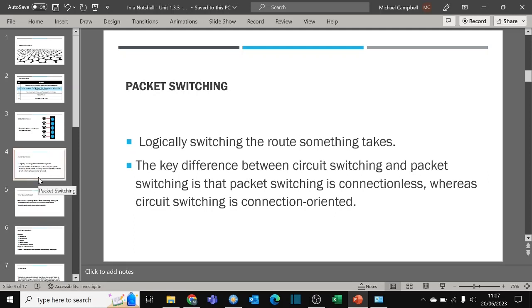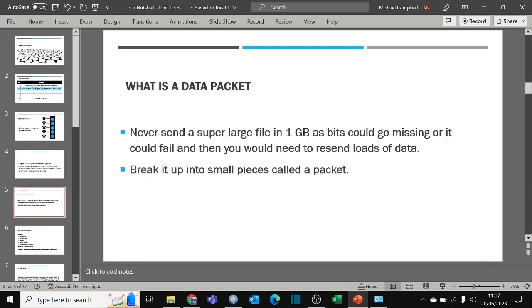Well, packet switching normally has to do with a data packet, hence packet switching. So what is a data packet? Well, you would never send a large file like 1 GB in one go because it might go wrong. You'd have to resend it all. It would probably slow down. The route might need to change. So you break it up into small things called packets.